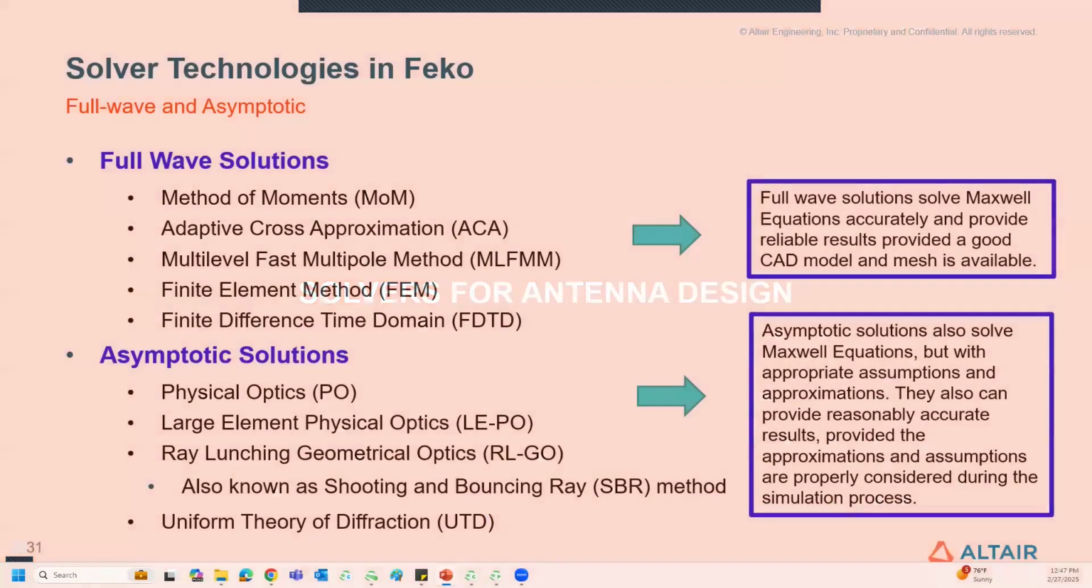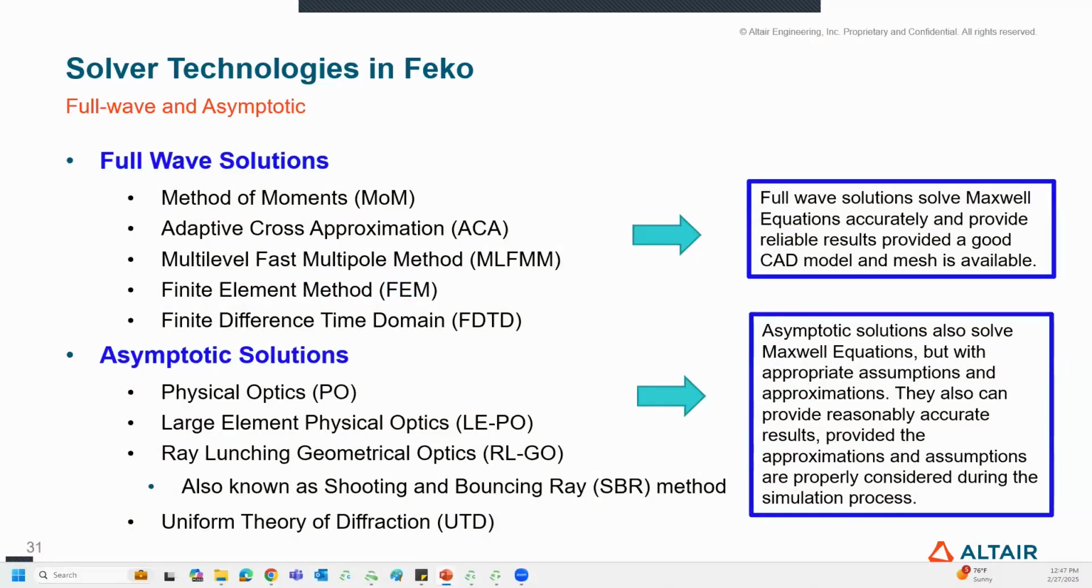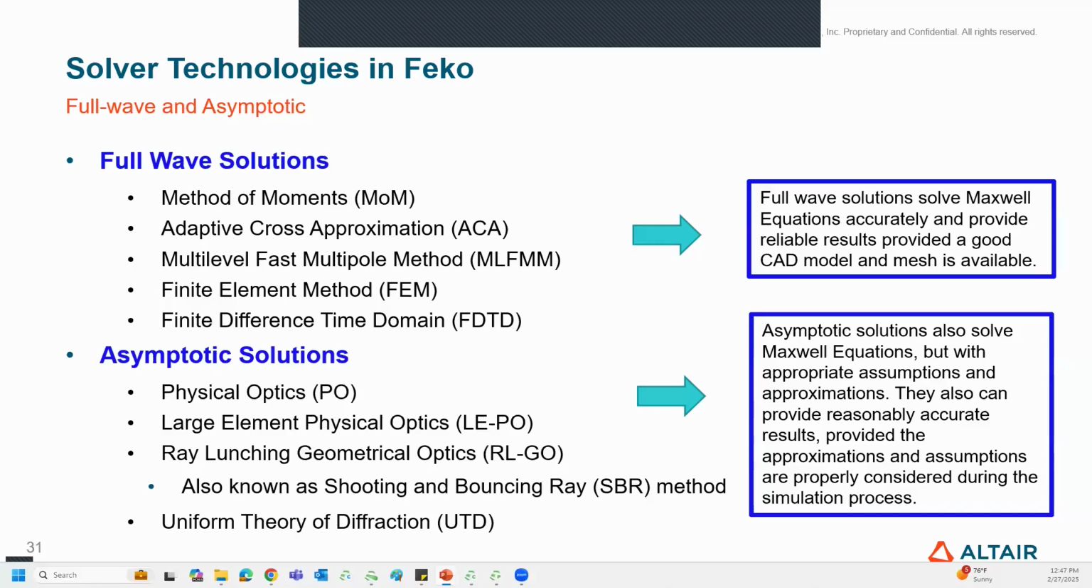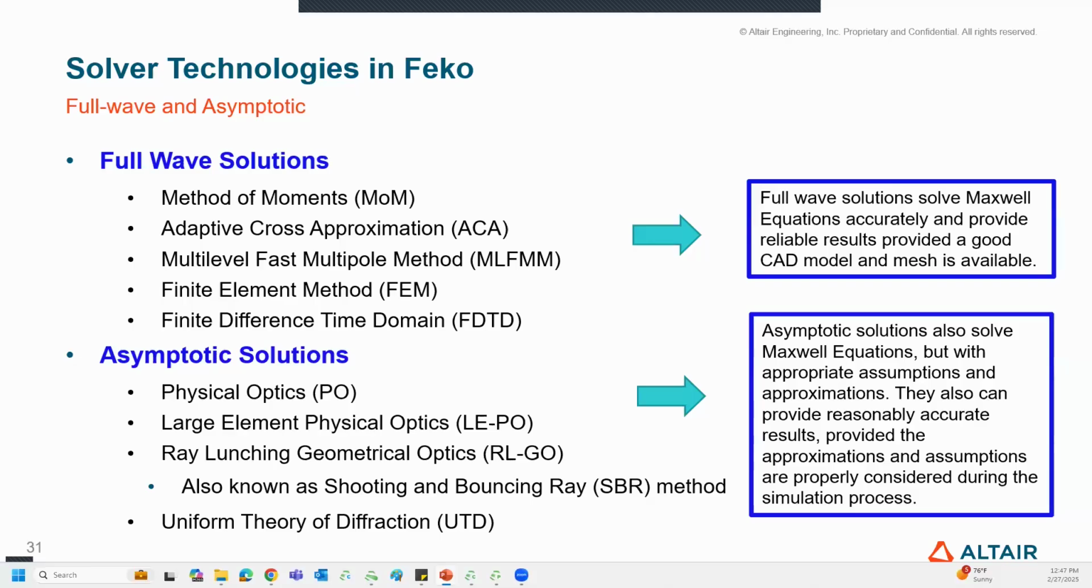Now coming to the different solvers, if it is for the antenna design itself, then I will always recommend going with the full wave methods like method of moments, finite element method, finite difference time domain, or adaptive cross approximation, even MLFMM, depending on the size of the antenna. But once you have an antenna design, and if you want to test the antenna in its working environment, like placing the antenna on a platform, in the majority of cases the platforms will be electrically large.